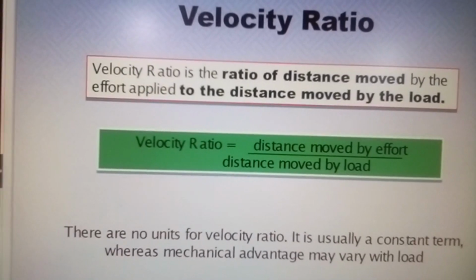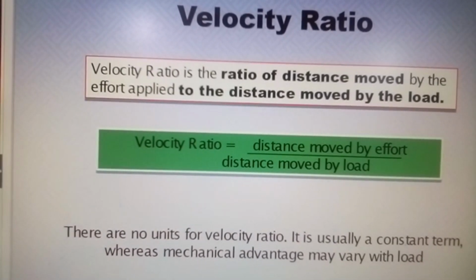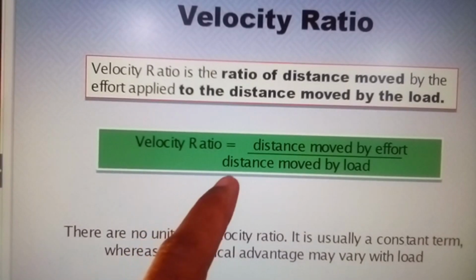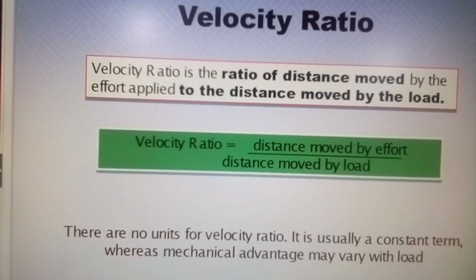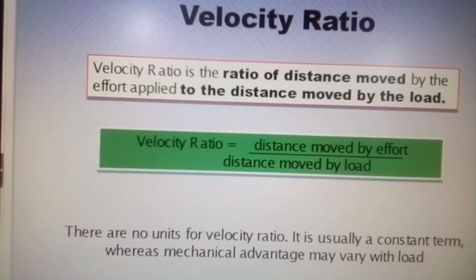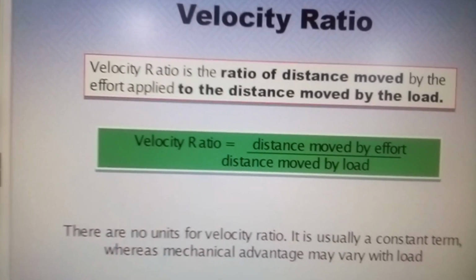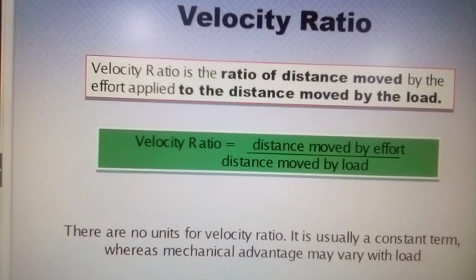So the distance, like you may move 1 meter or 6 inches, we should then call the load to move certain lengths depending upon your applied force. And again, there are no units for this.